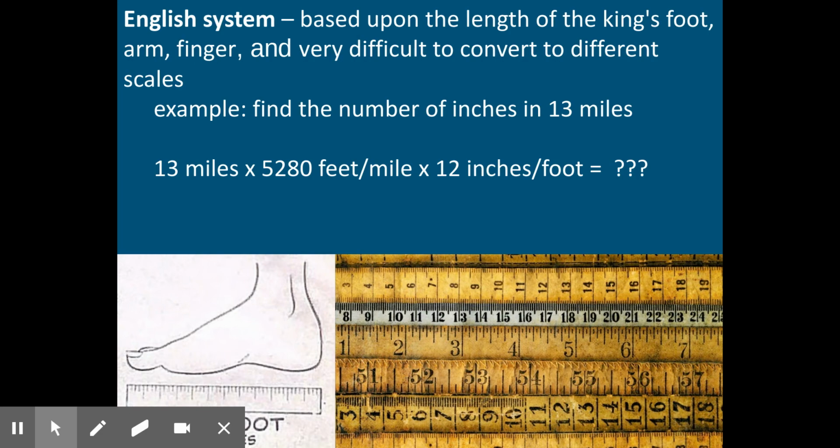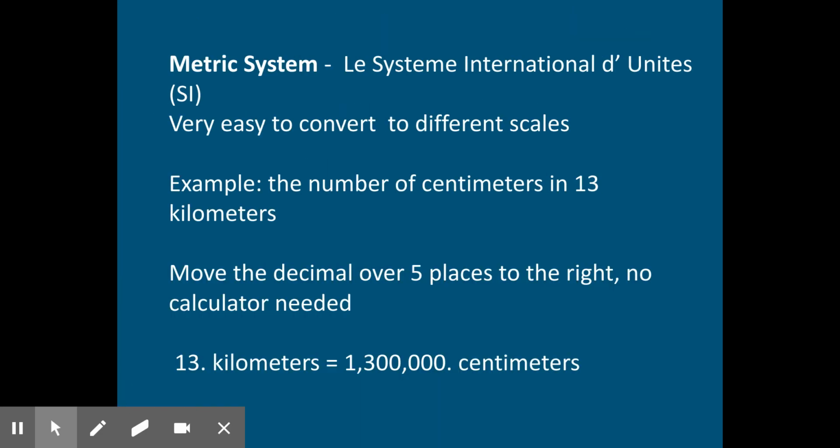And when you convert, you've got to remember, do I multiply? Do I divide? Do I do something like that? So that's why we have the metric system. The metric system is also referred to as the SI system, SI meaning the International System of Units. The metric system is very easy to convert.